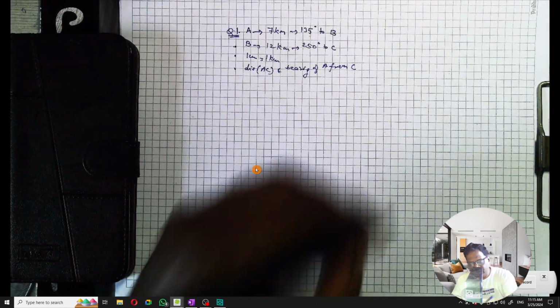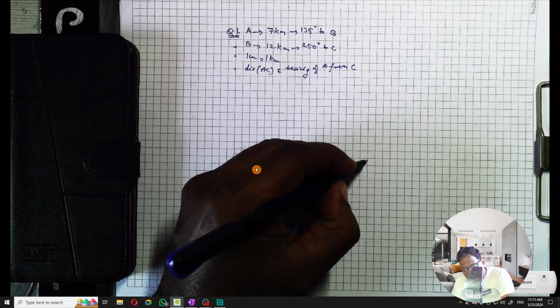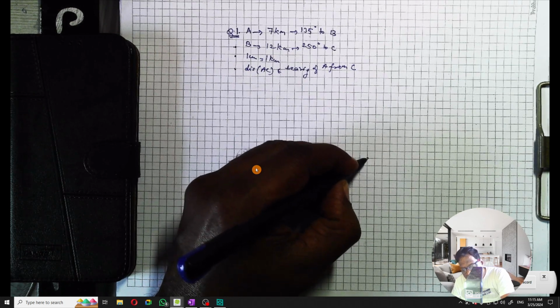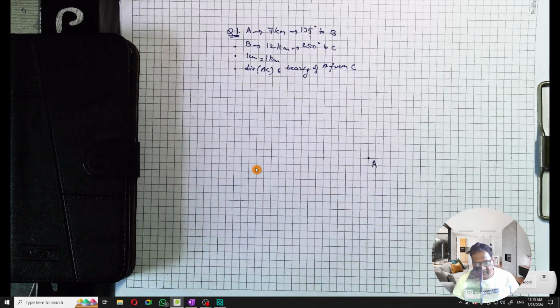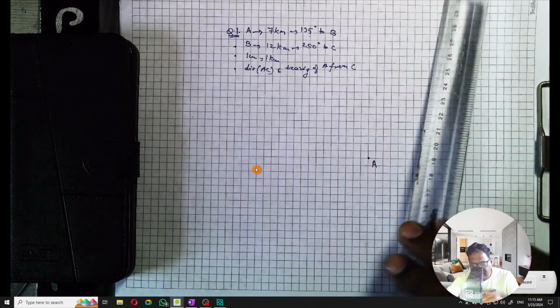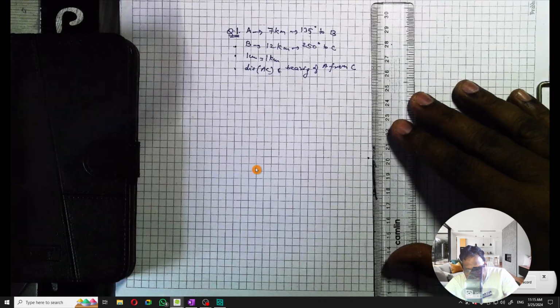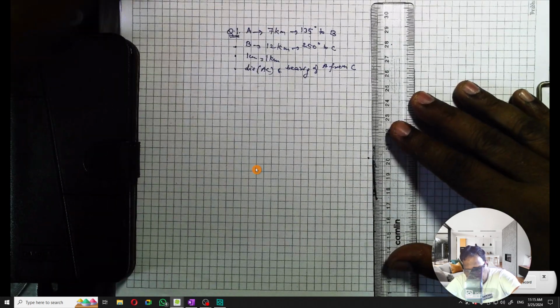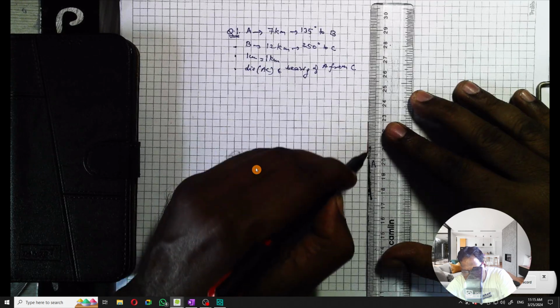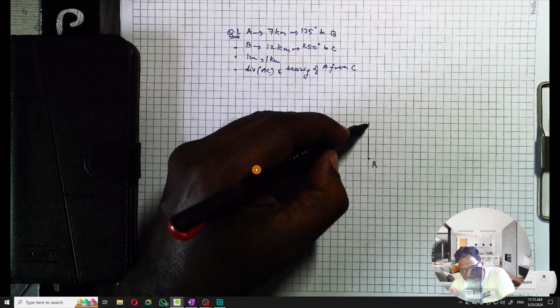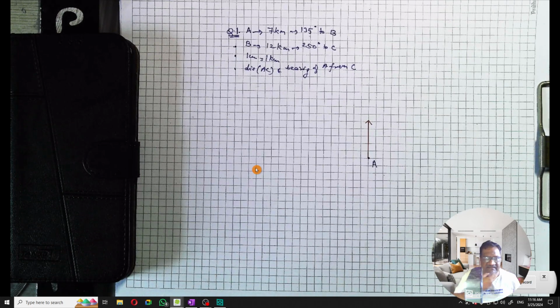So first I'm going to take some point A over here. This is my point A. This is the starting point, right? From this point A, I'm going to draw a vertical line in the upward direction to show the north direction. So this is my north direction. In the red line, I have shown you the reference line. This is my north direction.